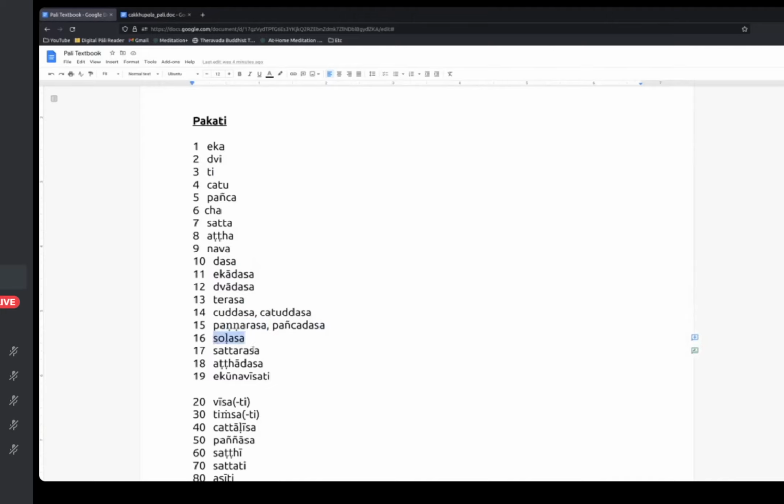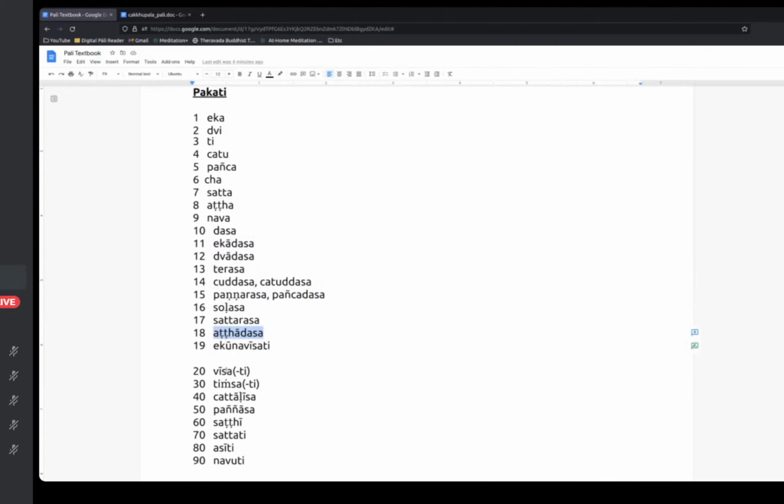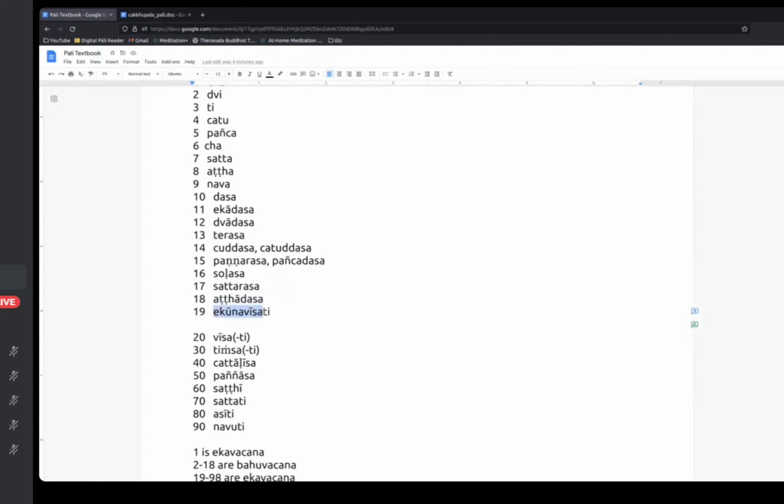Solasa is just way out there. Still has the asa on the end, but cha becomes sol. And the da becomes la. Solasa is 16, just irregular. Satarasa, easy to see. Dasa becomes rasa, atta. And then 19, and this is a pattern. 19 is translated as 20 minus 1, or 1 less than 20. So instead of saying 9 and 10, you say 1 less than 20. Very strange, but it's how it goes.